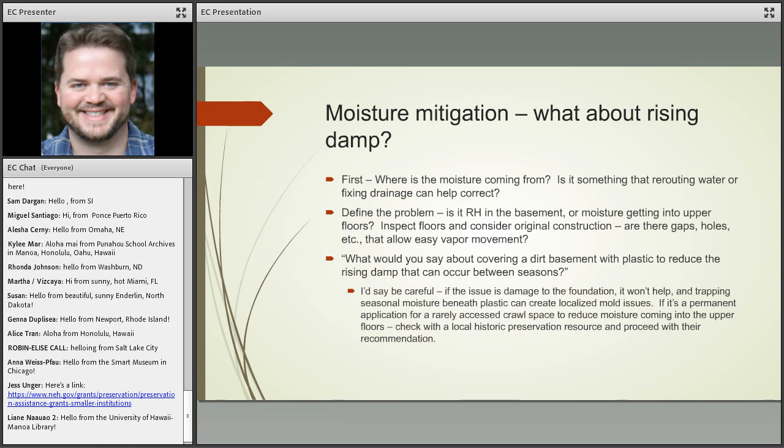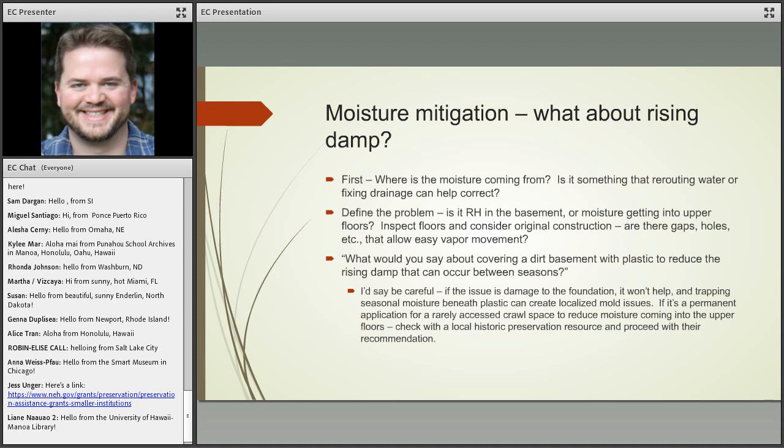So when we define that problem, where is it that you're actually concerned about it? Is it the moisture content, the relative humidity in a lower level or in the basement? Is it moisture getting into the upper floors? What we see in a lot of historic structures, at least in my experience, is that over time, the original floor construction, the original intent, or shall we say the structure of the floor, has been changed significantly.